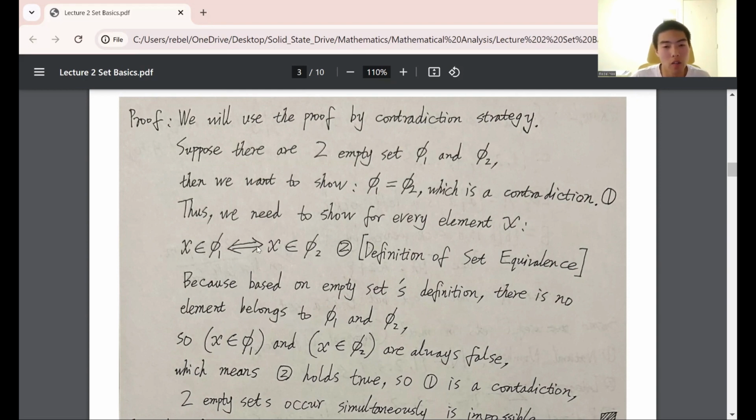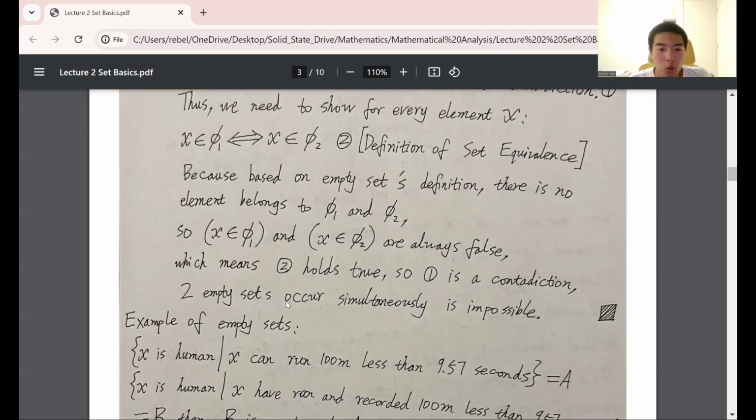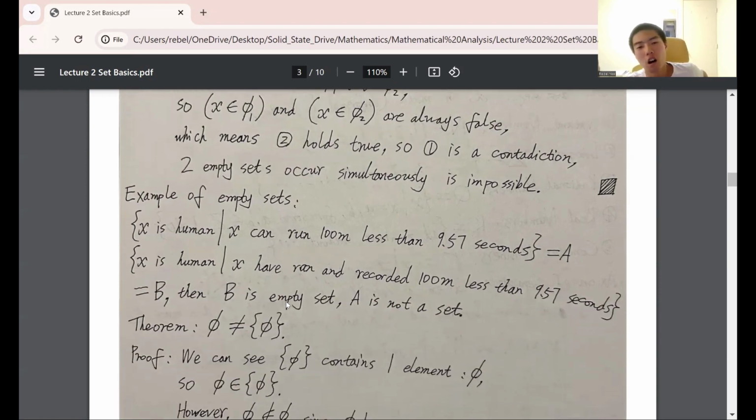So if both sides of a biconditional proposition are false, then it's true itself because they have the same truth value, which is from lecture one. All right. So this proves that two empty sets occurring simultaneously is impossible, which means there's only one unique empty set. So we're done. And we're going to see some examples of empty sets.